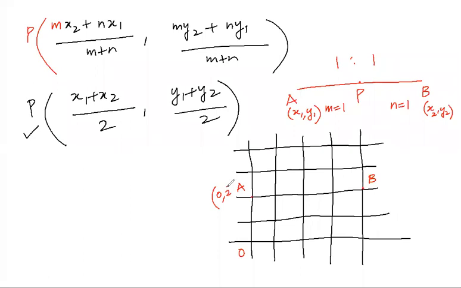What are the coordinates of B? Anyone can tell me? Coordinates of B? 4,2. 4,2. Beautiful, Sahaj. The abscissa is 4 and this is 2. Upward distance is 2. This distance is 4. Beautiful. Now let us see, we have a point P here.